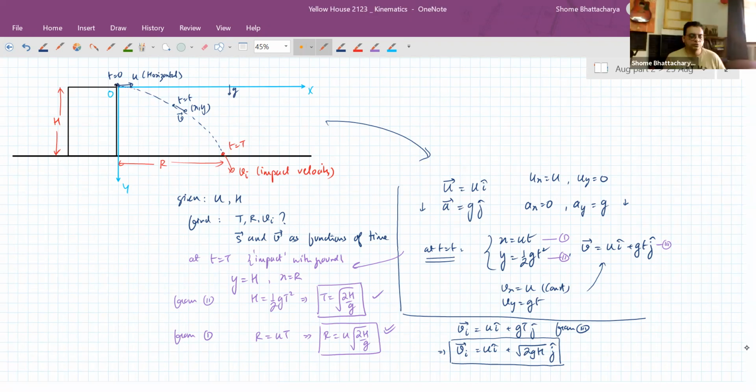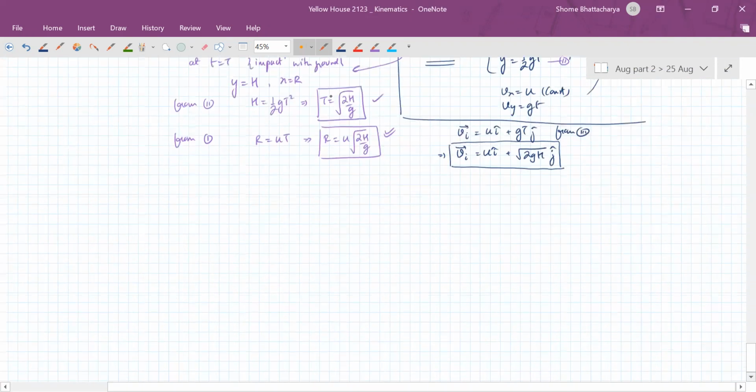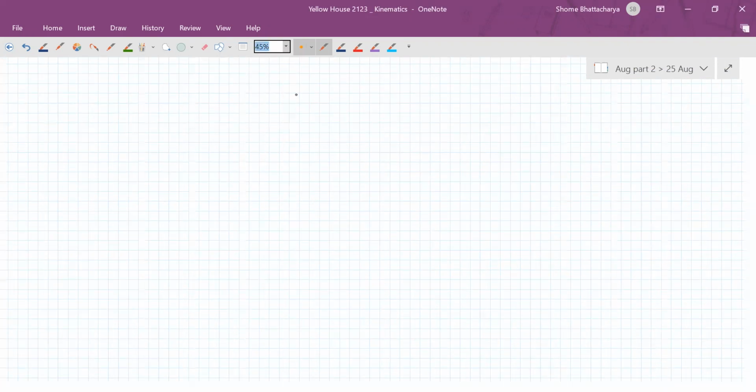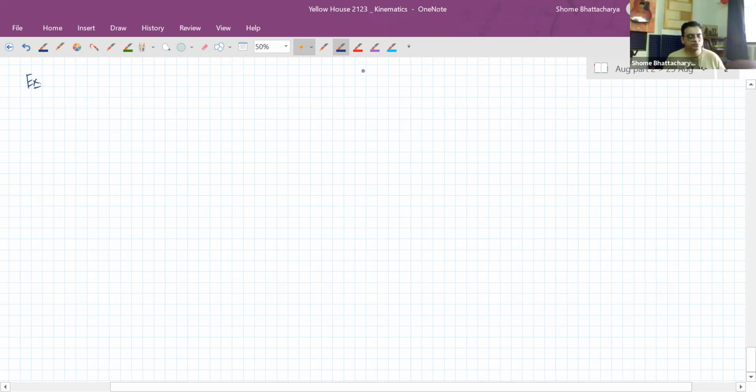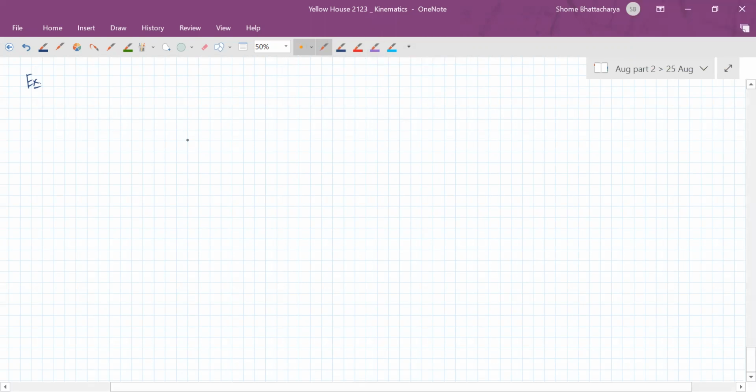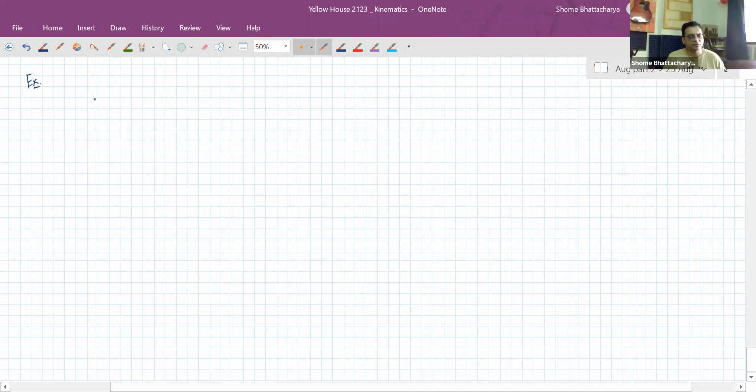Okay, so let's look at a numerical example. Sir, in this case, what will be the angle of the impact velocity with respect to the ground? That we can find from the vector. If we know the components, we can use the tan theta formula for the components for any vector. Understood? So let's do a numerical problem. In that we'll calculate that also, the angle of impact.